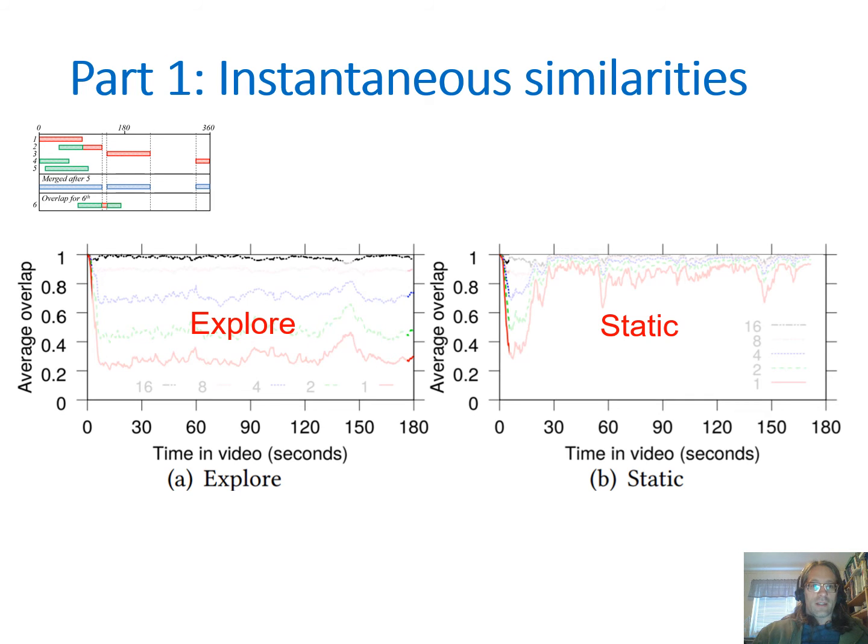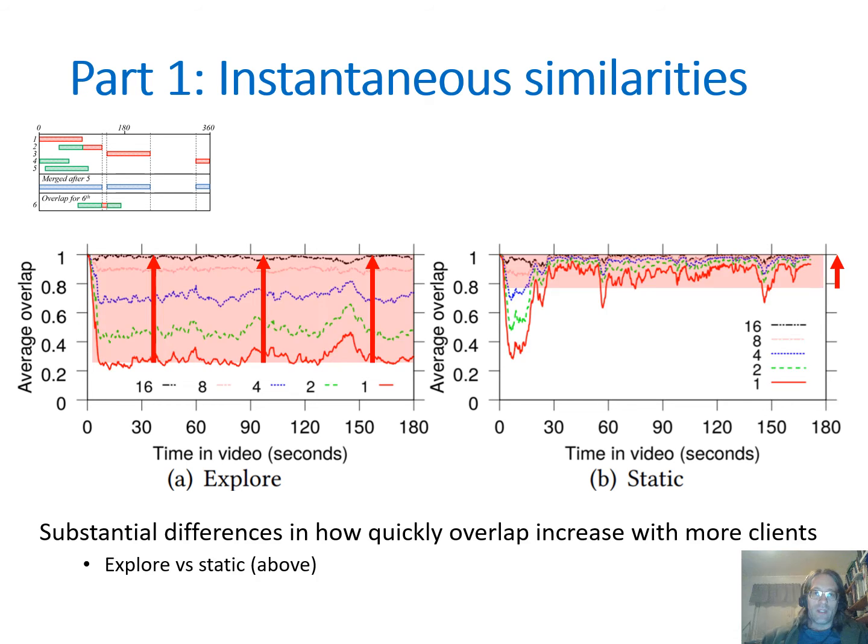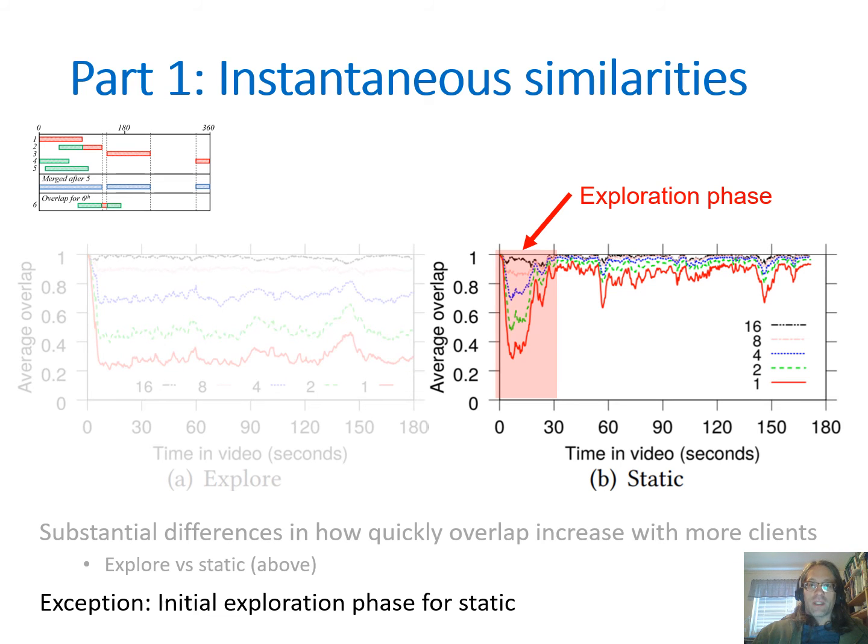Let's now look at how this overlap changes over time for the explore and the static videos. Here we can see how the average overlap changes over time, as well as how it differs from the first user, the second user, the fourth user, the 8th user, and the 16th user. On the left, we see that the Explorer starts with pretty low overlap, but then increases quickly, whereas on the right, we see that static starts with a high overlap, but then doesn't improve that much. The clear exception is the exploration phase of the static user, where we see much bigger variations.